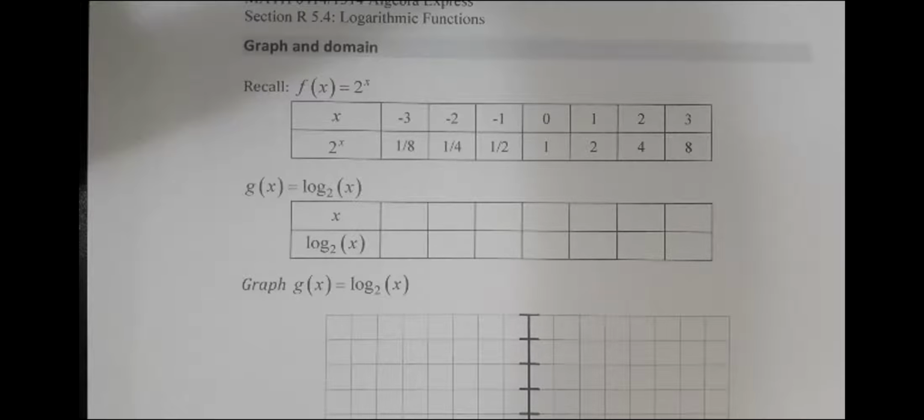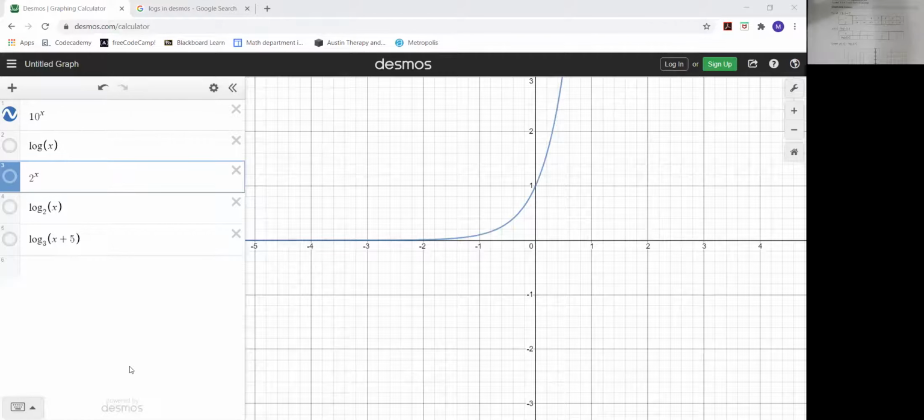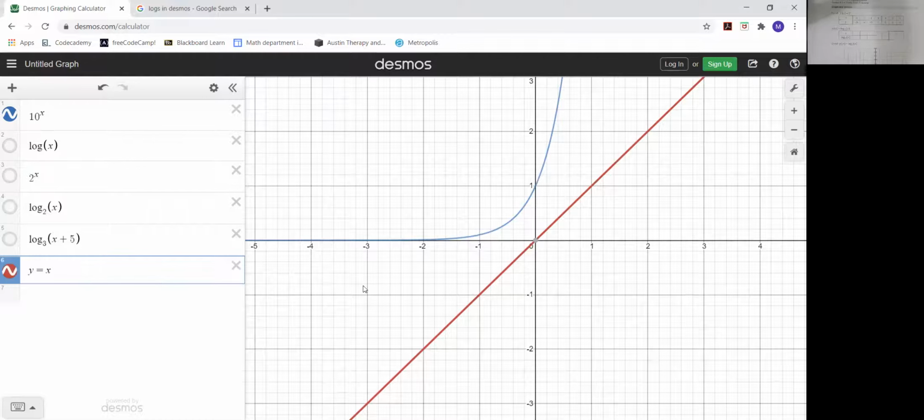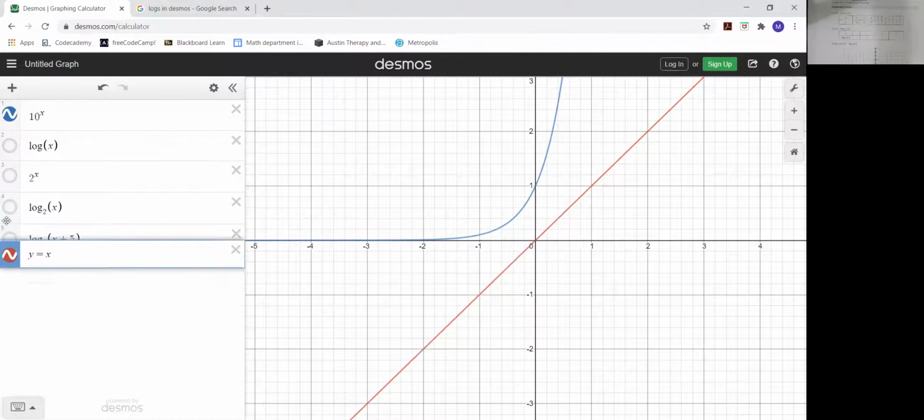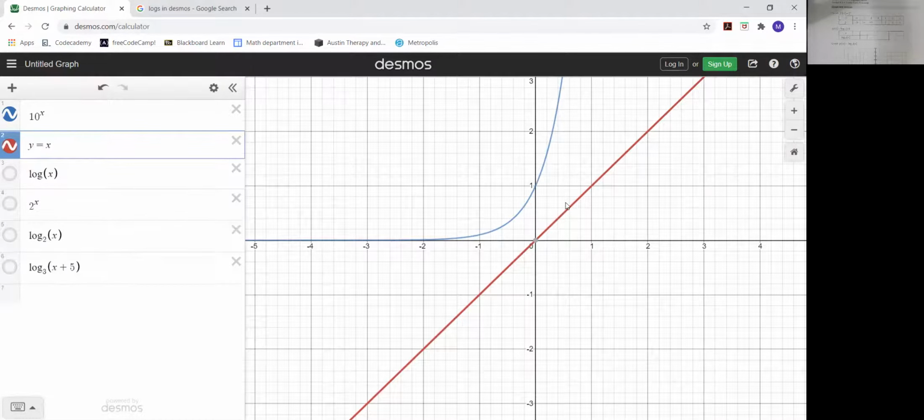Okay, so I want to recap. Let's go back and look over here. 10 to the x. If I do 10 to the x, and I want the inverse of 10 to the x, what might that inverse look like? We've done inverse functions. Inverse functions should be reflective about the y equals x line. So if we wanted to reflect it about this line, you can do that.